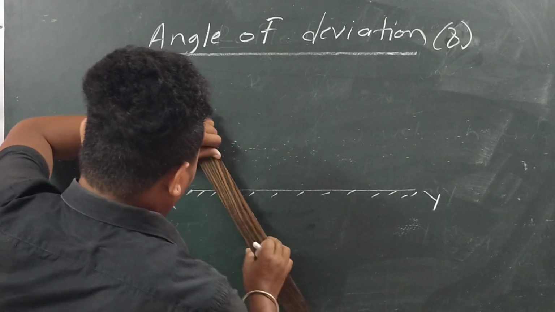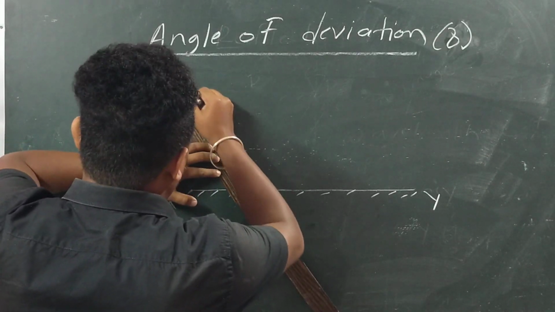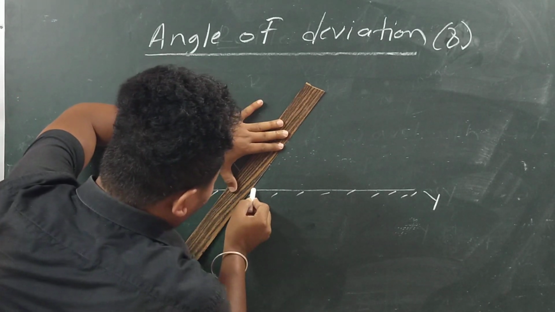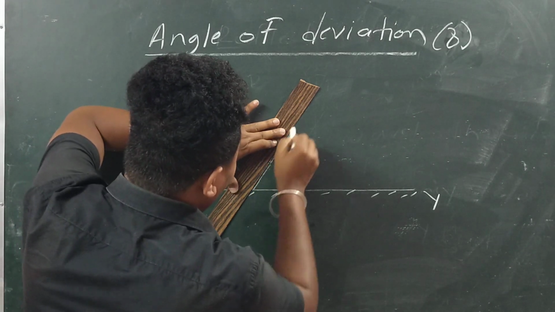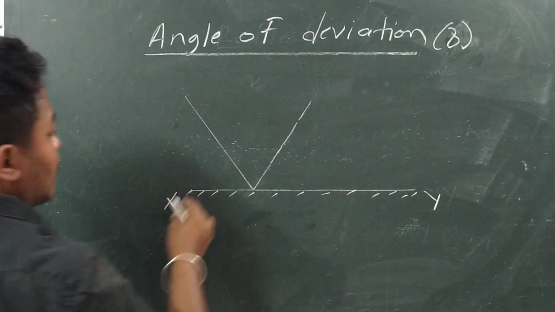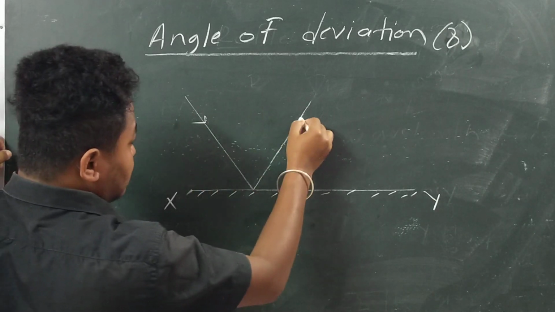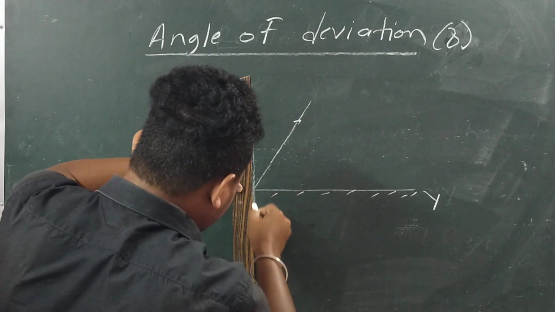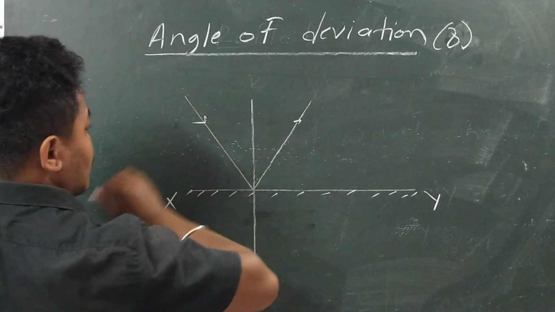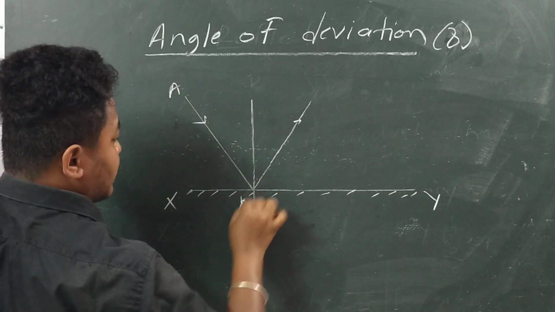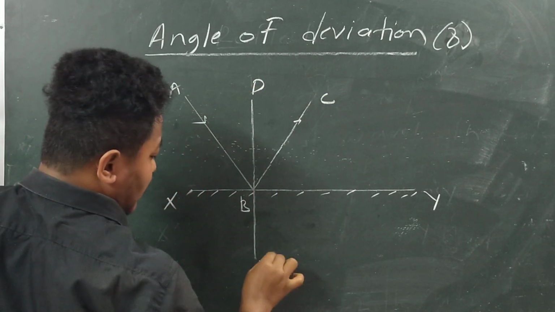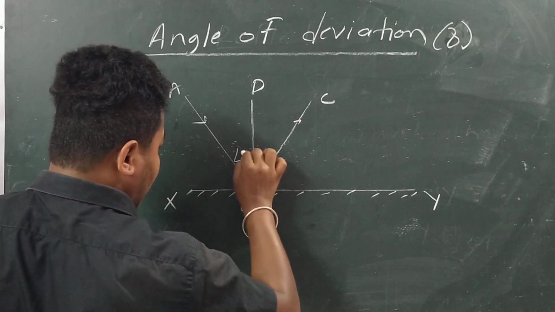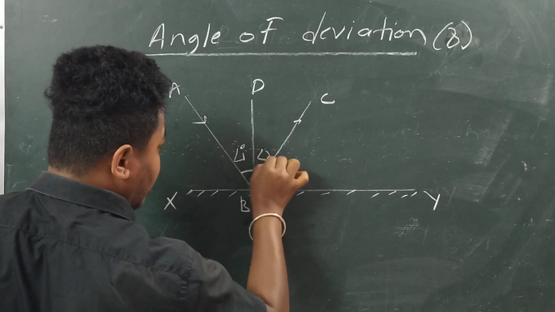I am considering an incident ray coming from a source and striking this point and being reflected back to the same medium from where it came. Like that. This is going to be your normal, as usual. So this is A, this is B, this is C, this is D, or this is D dash. And this angle is angle of incidence, this angle is angle of reflection.